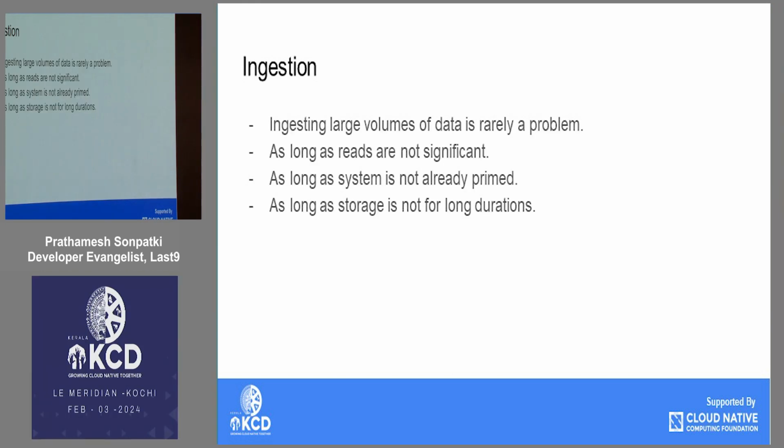Let's go to ingestion. So how many of you ingest data in your Prometheus, which is, let's say, beyond 1 million samples per minute? One. Great. Okay.